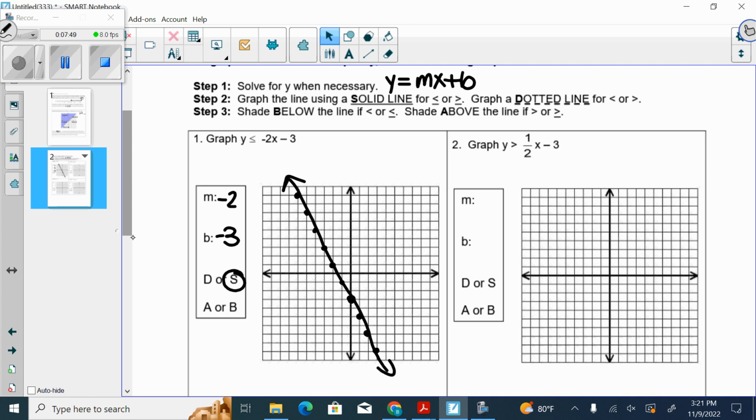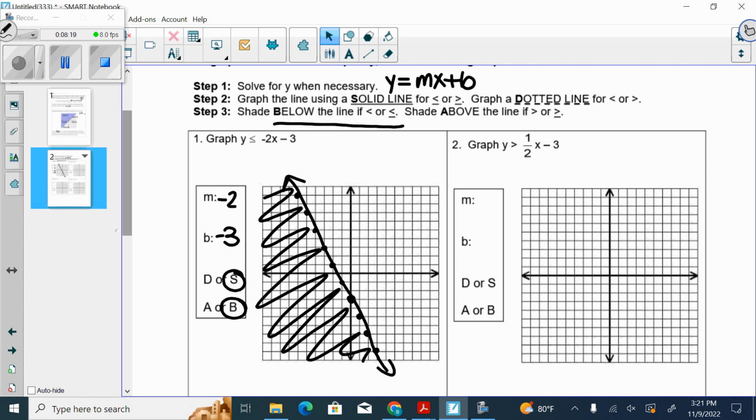Okay, step number 3 says now we need to decide if we want to shade above or below the line. So here's the inequality. Does that inequality say that we should be shading below or above? Below, right? That's what it says. Below is one of those two, which is exactly what we have. So I'm going to shade underneath the line. So anything that falls underneath that line, I shade. So I would shade all of this area since it's underneath the line. All right.